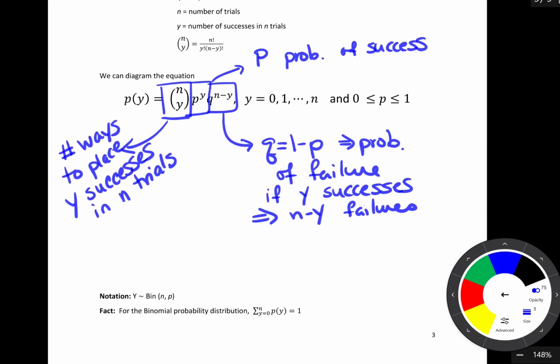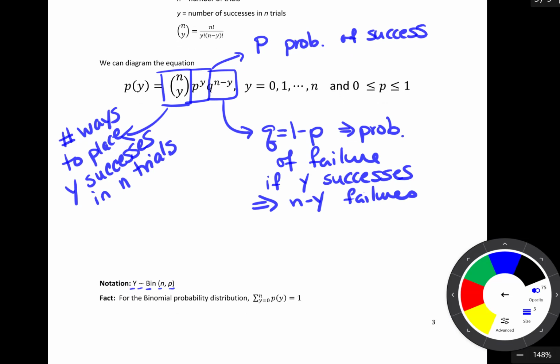So in general, we use this notation. We say that y is distributed binomial, and then we tell the number of trials and the probability. Now, just like for any other discrete random variable, if we sum over the sample space, we will find that that is equal to 1. And we saw that in the previous note set when we looked at discrete random variables.